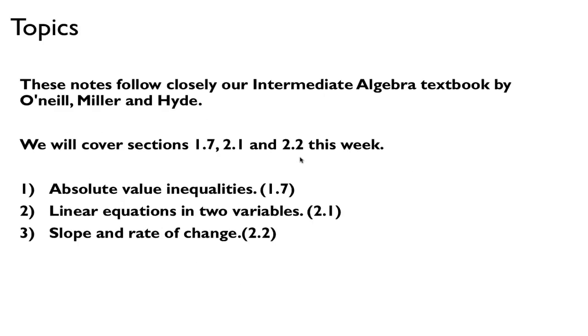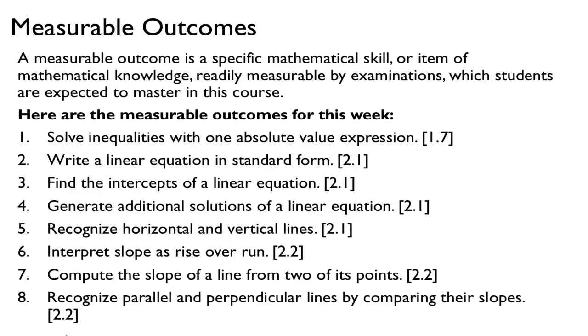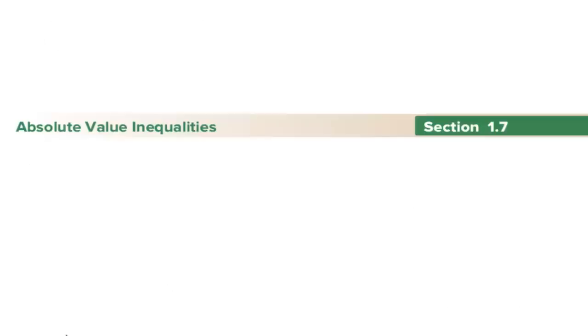We're going to cover 1.7, 2.1, and 2.2 this week. We'll cover absolute value inequalities, linear equation in two variables, and slope and rate of change. Again, please look over this list of measurable outcomes.